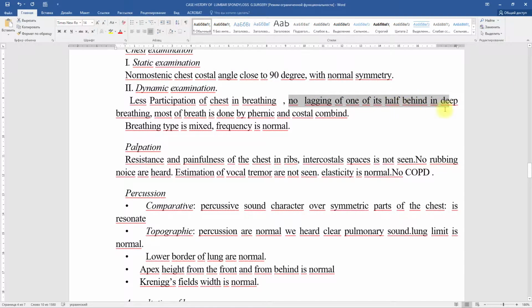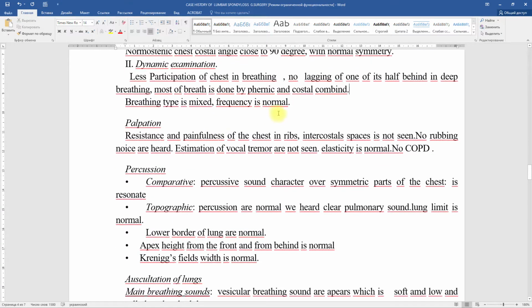You give information about some neurologic symptoms. Frequency is normal. Here you have to write down the number of breaths per minute.